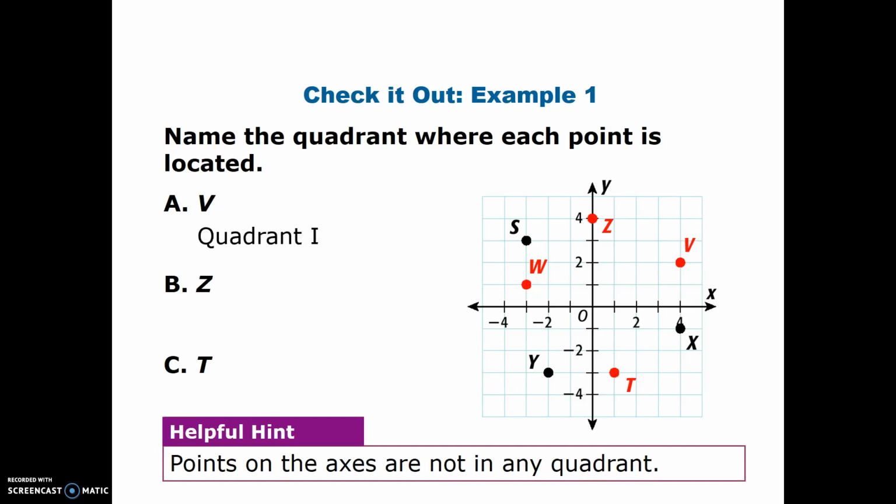V is in quadrant 1. Z is on the y-axis. So technically, this one's not in a quadrant. Any points that are plotted on an axis cannot be named in a specific quadrant. They can only be named on the axis in which they are in. So Z was a little bit of a trick question. Z was on the y-axis, so it is not in any quadrant. T would be in quadrant 4.